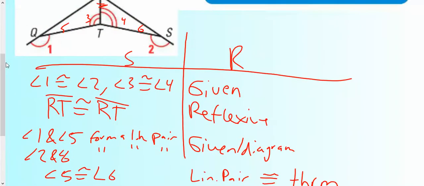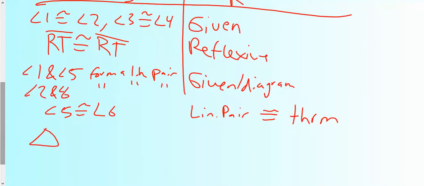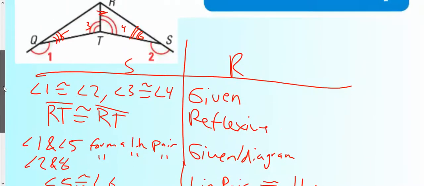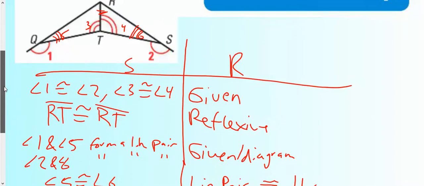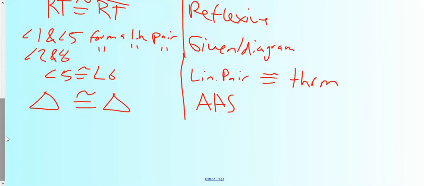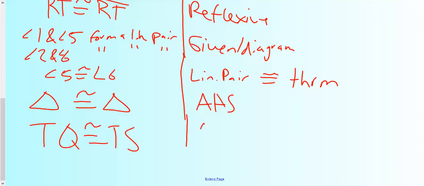Okay, so I have these two are the same now. All right, and now the two triangles are congruent by angle, angle, side. And then finally, I can now say that the parts are equal because the triangles are congruent. TQ is congruent to TS. And that is CPCTC. There you go. So that's what this section is all about.